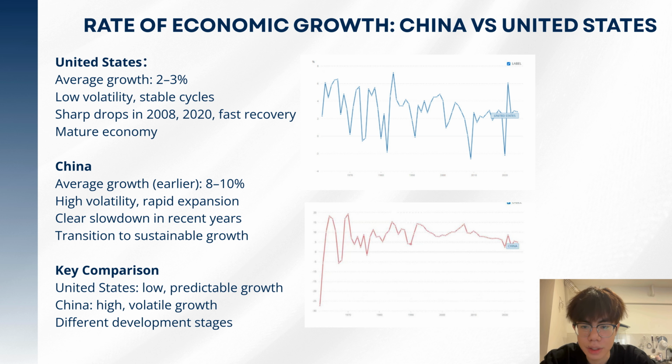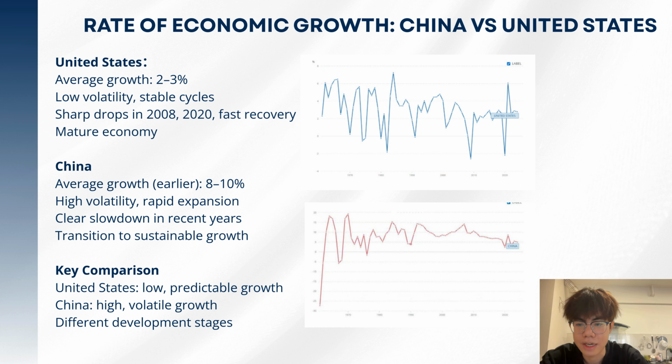Let me introduce the economic growth rates of the United States and China, using GDP growth data from the World Bank. First, let's look at the United States. The United States has an average growth rate of about 2 to 3%. Overall, the growth is stable and does not change too much from year to year. There are some ups and downs, but this is normal for a developed economy. In years with big global problems, such as 2008 and 2020, the United States economy had sharp drops. However, the data shows that it recovered quickly after these shocks.